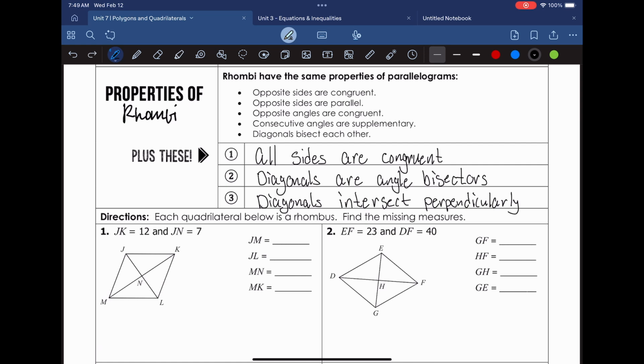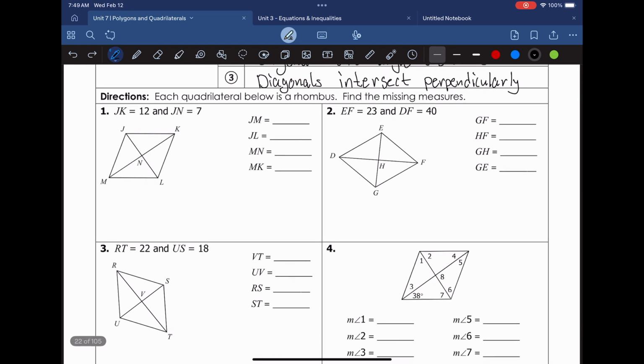Coming down, you've got JK is 12. You've got JN is 7. And that means you can actually find all the lengths on the outside. You know what JM is. You know what ML is. They're all going to be 12 because that's one side of your rhombus. JL is the whole diagonal. The diagonal is still being cut in half, so this is half of it, which means the whole thing would be double that, 14.